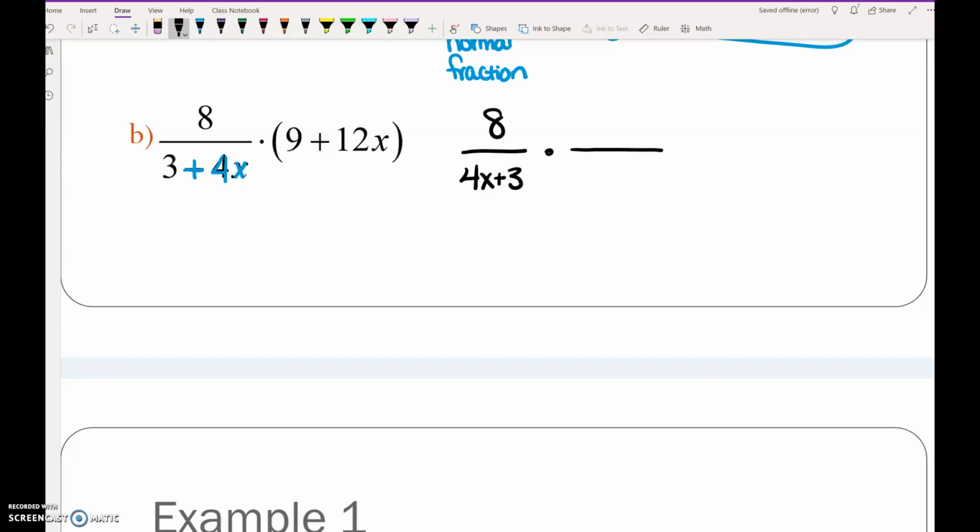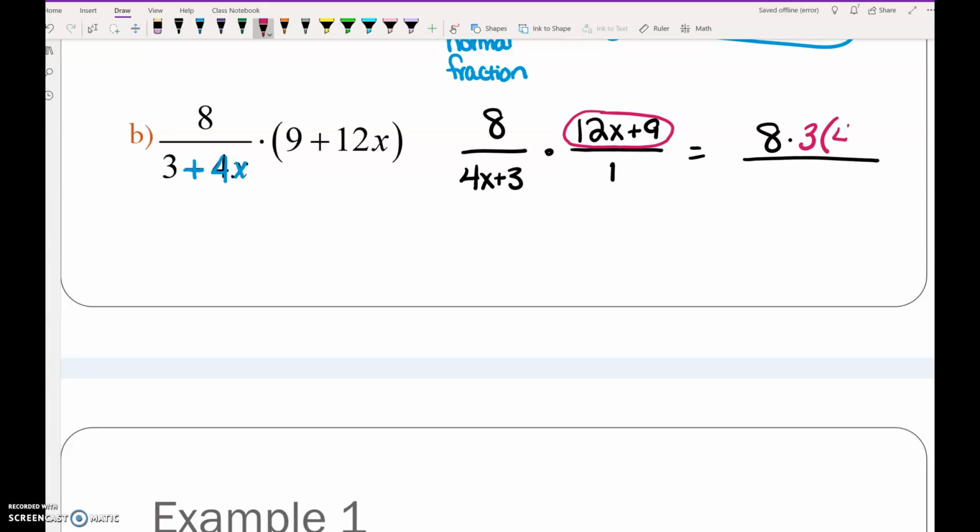Same thing with this 9 plus 12x. I'm going to write 12x plus 9. And this doesn't have a denominator. That means the denominator is 1. When you see addition or subtraction in the numerators and denominators, you want to try to factor anything that can possibly be factored. So the 8, we can't really do much with the 8. But can we factor 12x plus 9? What do those two terms have in common? That's right, they have 3 in common.